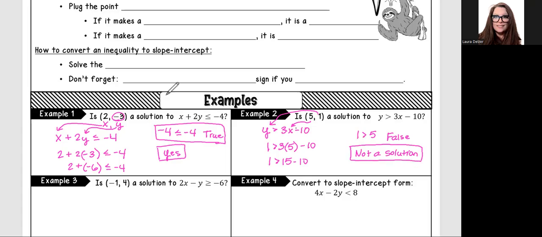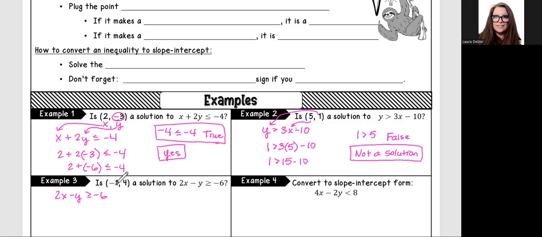All right, let's look at this next one. It says, is (-1, 4) a solution to 2x minus y is greater than or equal to -6? So again, I'm just going to write my equation over again. It makes me happy.